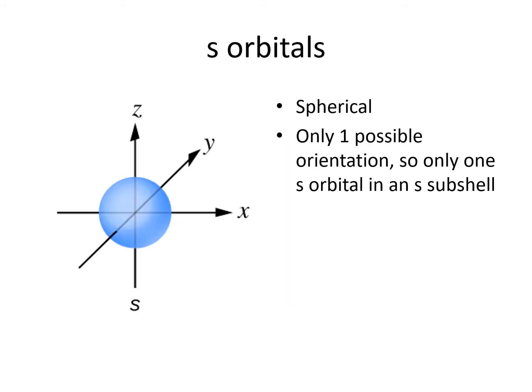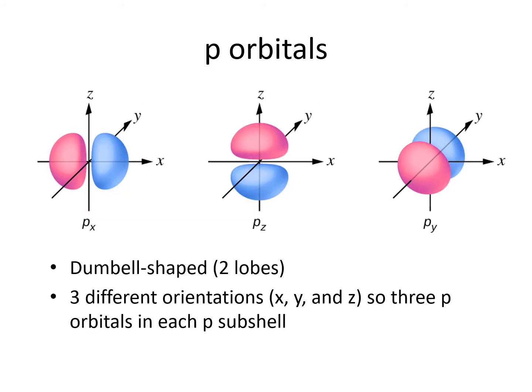S orbitals are spherical and are therefore pointing in all directions at once. Because of their symmetry, there is only one possible orientation, so there is only one s orbital within each s subshell. P orbitals are dumbbell-shaped and can be pointed along the x-axis, the y-axis, or the z-axis. There are 3 different orientations, which would each be separate orbitals. So there are 3 orbitals in each p subshell.